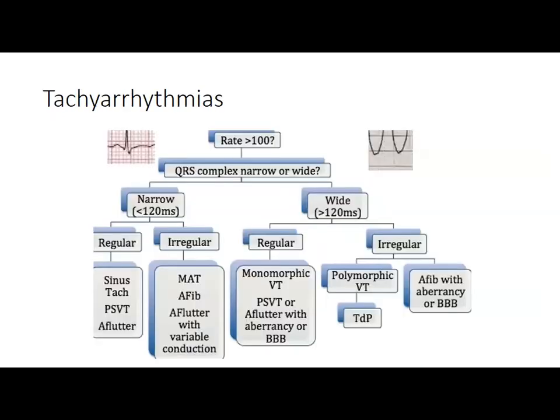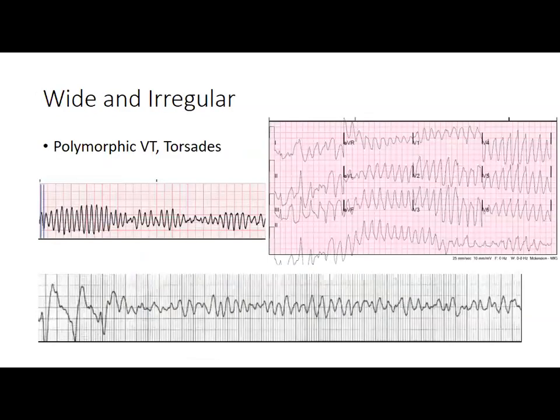All right, so that covers our wide regular tachyarrhythmias. I'm going to breeze through our wide and irregular arrhythmias. They are fairly straightforward. Wide and irregular arrhythmias can be polymorphic VT or torsades. These are very poorly hemodynamically tolerated. You will most likely be shocking someone if you see a rhythm like this. Maybe don't think about it too much.